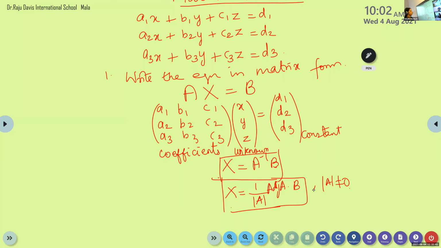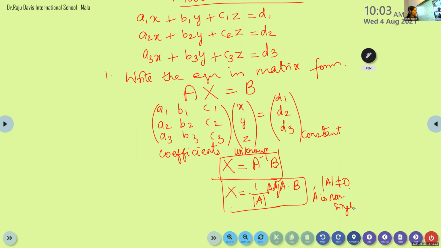Provided determinant A is not equal to 0. What is meant by determinant A not equal to 0? What is the term we call? Determinant A is not equal to 0 means it is non-singular. This is the second method.